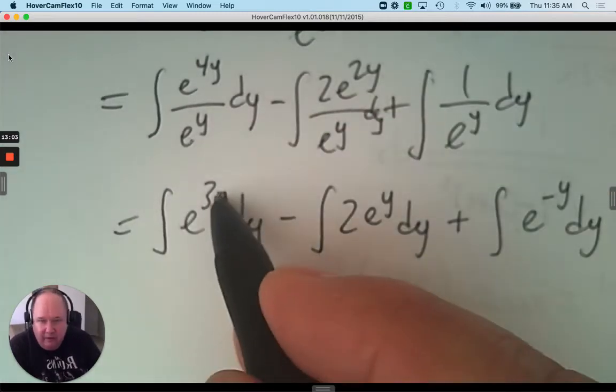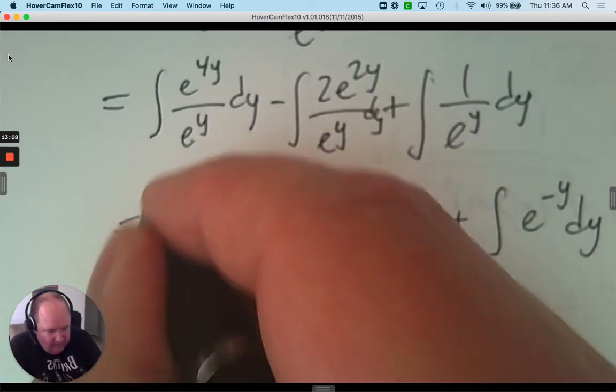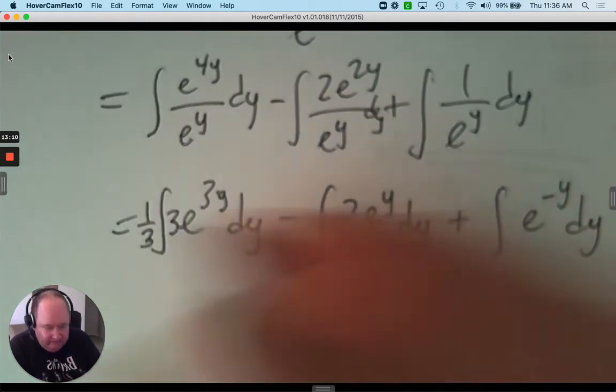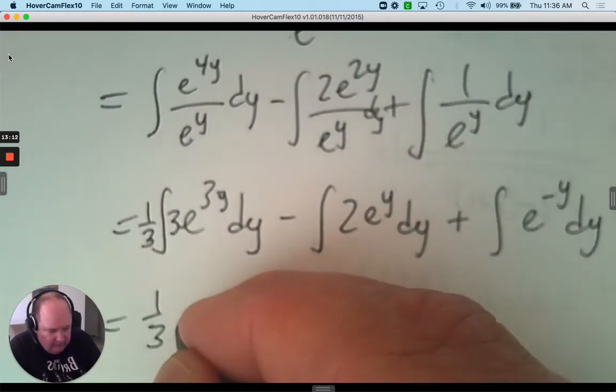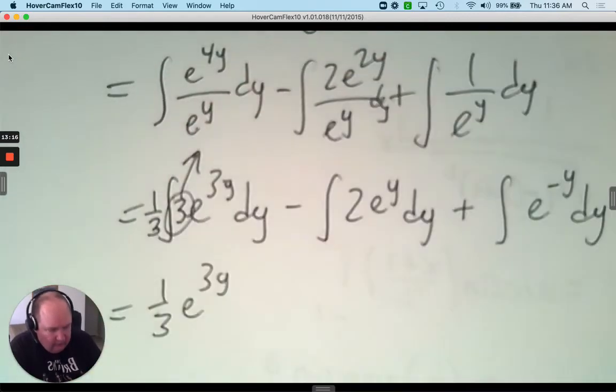So the hook comes from the exponent. The derivative of 3y is 3. And then to unhook it, it's 1/3. So this is 1/3 e to the 3y. And we're off and running. So circle the hook and unhook it.